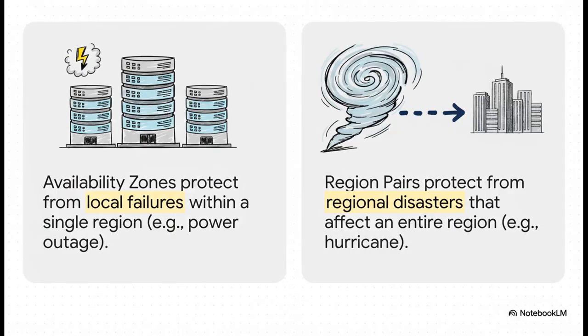And boom, here's a massive exam alert. I can almost guarantee you'll see a question asking you to tell these two apart. Just remember it like this. Availability zones protect you from small, local failures, like a server rack overheating in one building. Region pairs protect you from massive disasters that could wipe out an entire city. So local failure versus regional disaster.